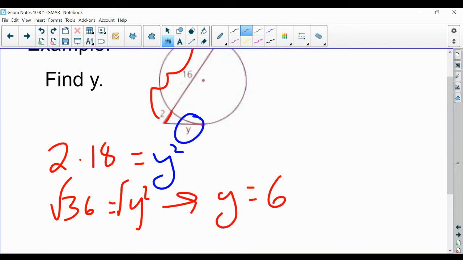So 2 times 18 is 36, and that's equal to y squared. Square root, y is 6. Okay, so please be careful. It's not 2 times 16. It's outside part times the whole thing. That's where the 18 comes from.